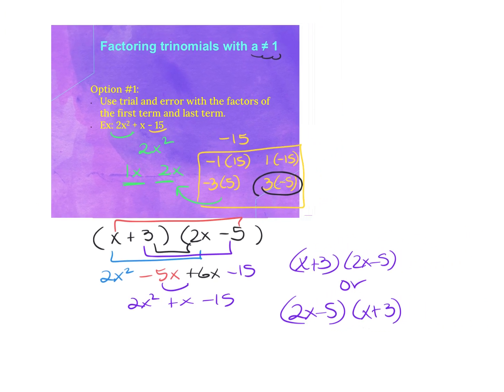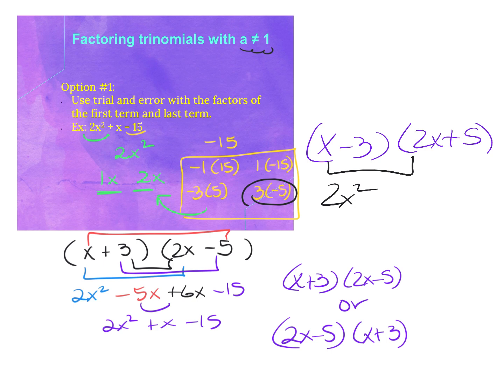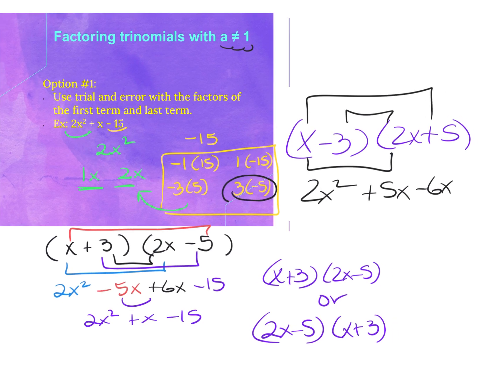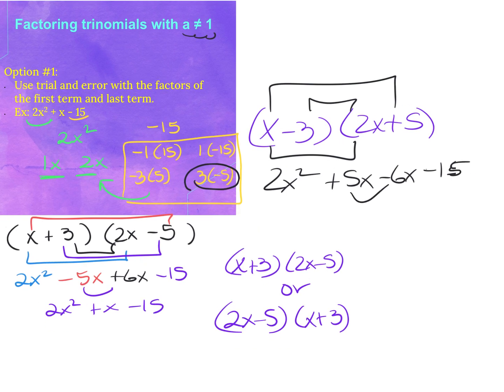So let's say you decided I'm going to put it in as negative 3 and positive 5. You want to set it up this way? Okay, so let's FOIL it. If it doesn't go back to my original, then you've done something wrong. So the first gives me 2x squared. Outer gives me positive 5x. Inner gives me negative 6x. And then the last will give me the negative 15 I need. But notice when you add the middles, you get a negative 1x. And I needed a positive x.